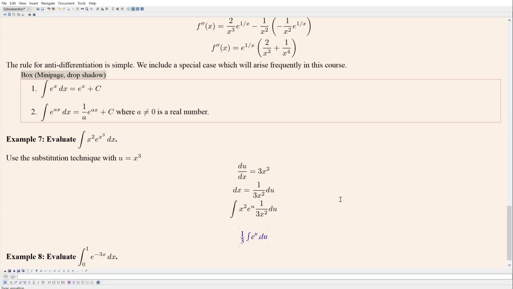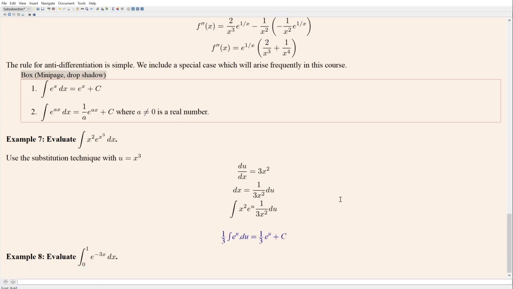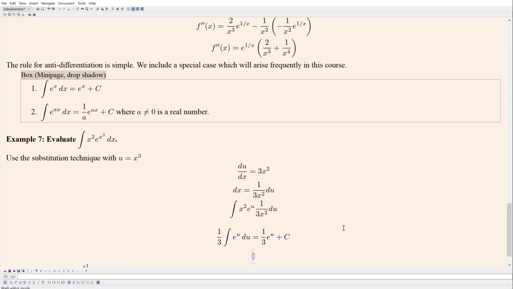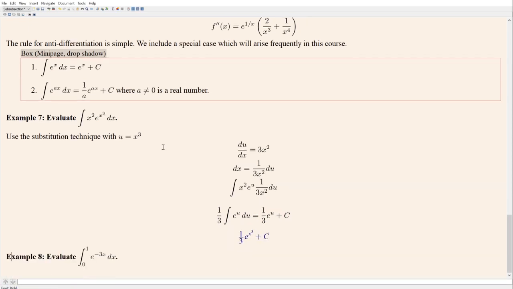So what's the antiderivative of e to the u? It's e to the u. Completely unchanged. So one last thing to do and that is to replace u with its original identity, which was x cubed. Like so.